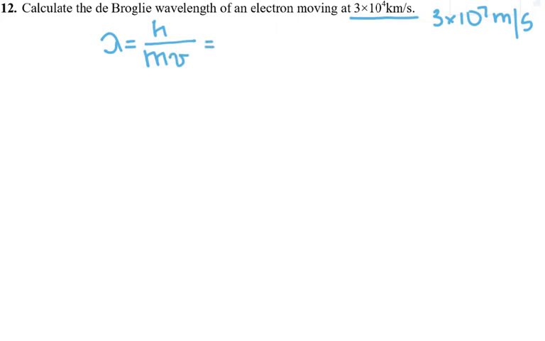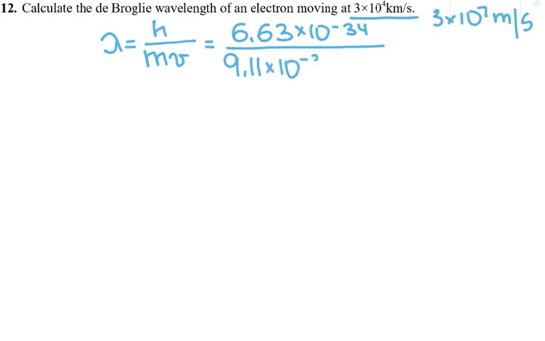So I have h, and I have to put everything in joules times seconds, so it's going to be 6.63×10⁻³⁴ divided by the mass of the electron, 9.11×10⁻³¹, and the velocity is 3×10⁷. So that gives me the de Broglie wavelength, and that would be the wavelength of an electron moving at this velocity. If it had light wave properties, it would have this wavelength. And I get 243 nanometers.